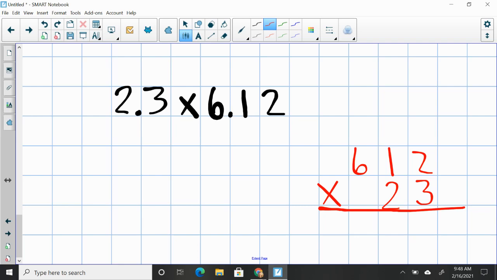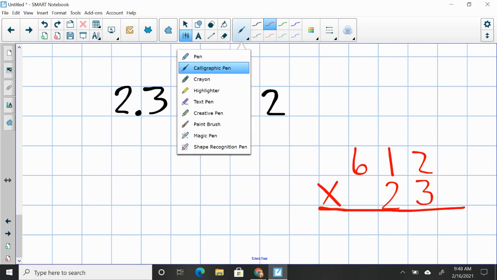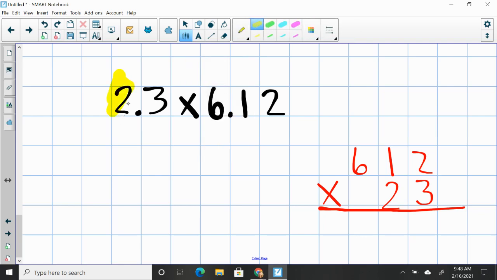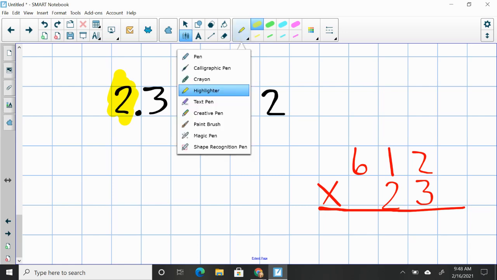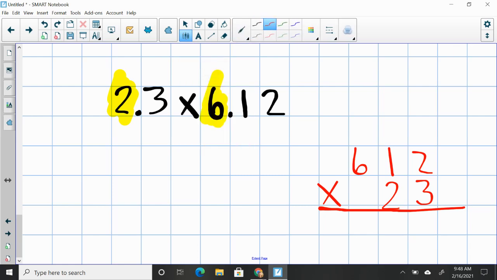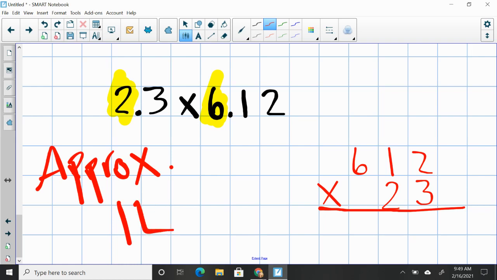But I want to talk to you about estimating first. And this is why estimating is very, very important. I highlighted those two whole numbers, correct? If I multiplied those two whole numbers together, what would be my answer approximately? 12. So my answer is going to be approximately 12.